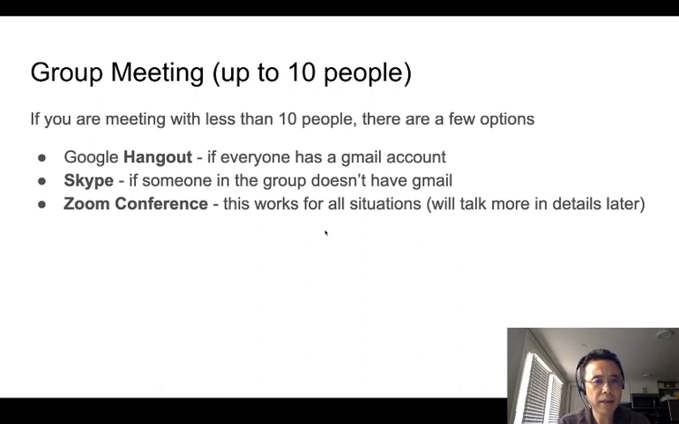When you have small meetings like 3, 5, up to 10 people, there are a few options. Google Hangout is probably one of the most popular options. Especially when you have a Gmail account, it's very easy to start a Google Hangout and invite people. Some people are more used to the Skype application. If you have that on your phone or on your desktop, please feel free to use Skype.